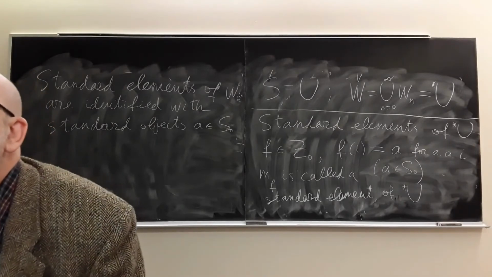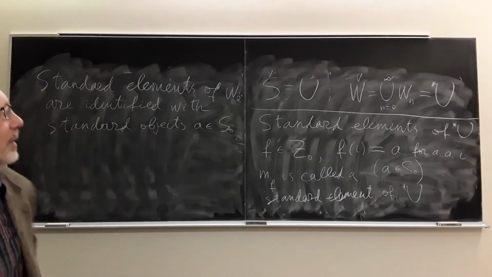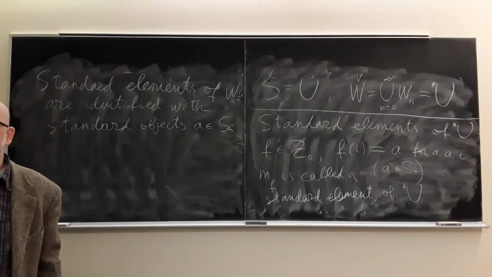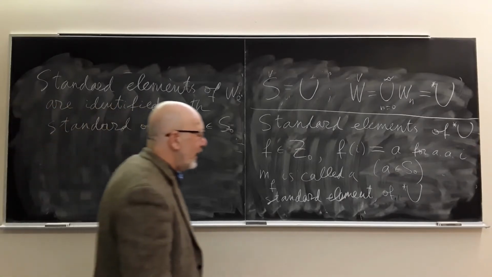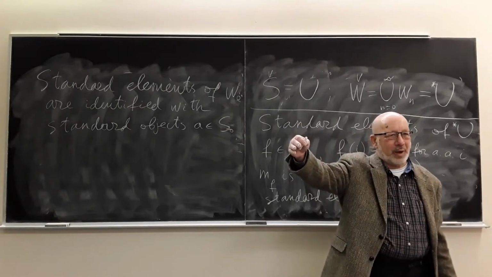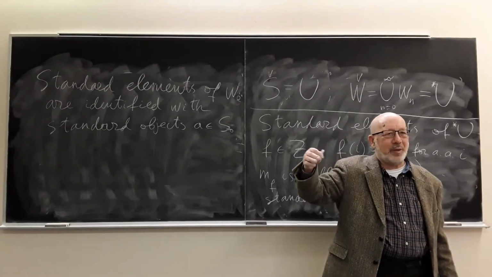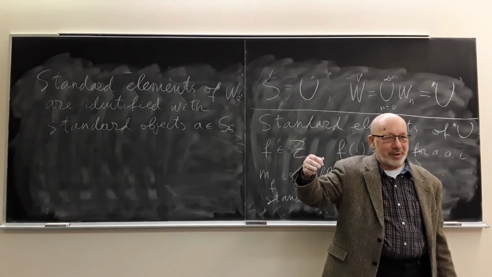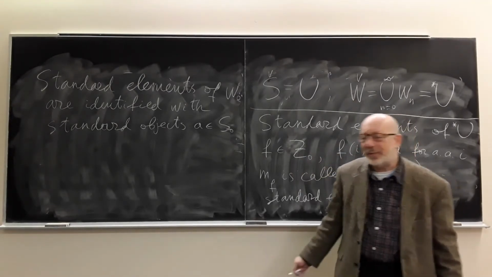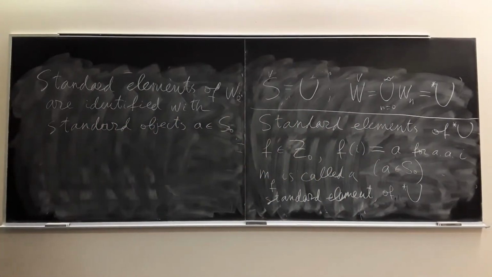U star is called a non-standard universe. Its elements are, after all, derived from these functions f of I, but among these functions are especially simple functions which are constants. For these functions, the corresponding equivalence classes and the corresponding elements of the non-standard universe are called standard.